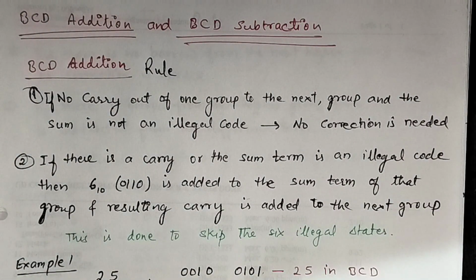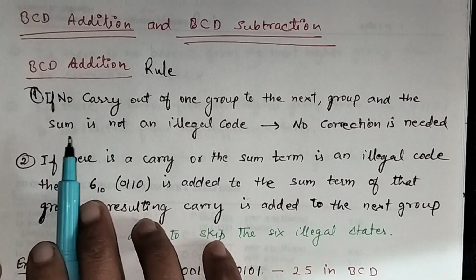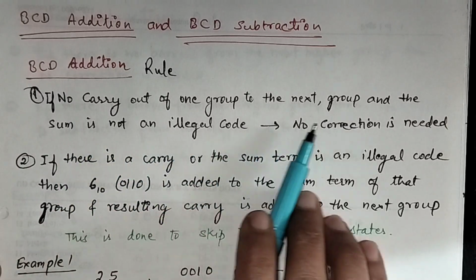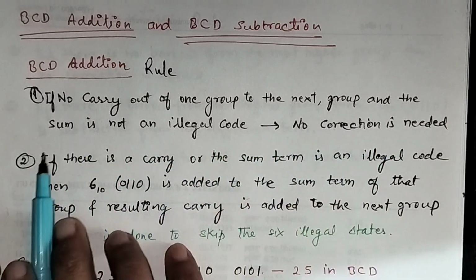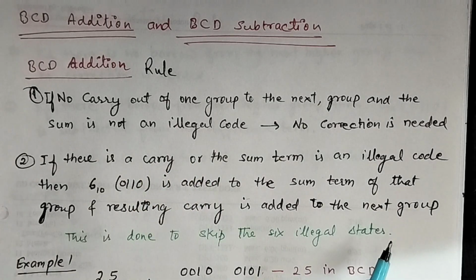Here we will discuss BCD addition and BCD subtraction. We will start with BCD addition. There are some rules to perform BCD addition. If there is no carry out of one group to the next group and the sum is not an illegal code, then there is no correction needed.